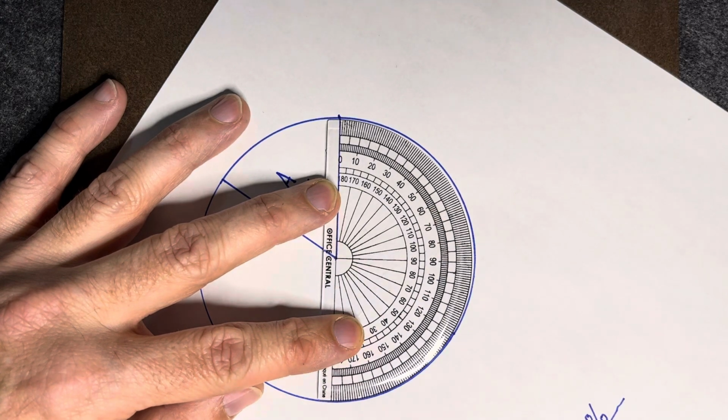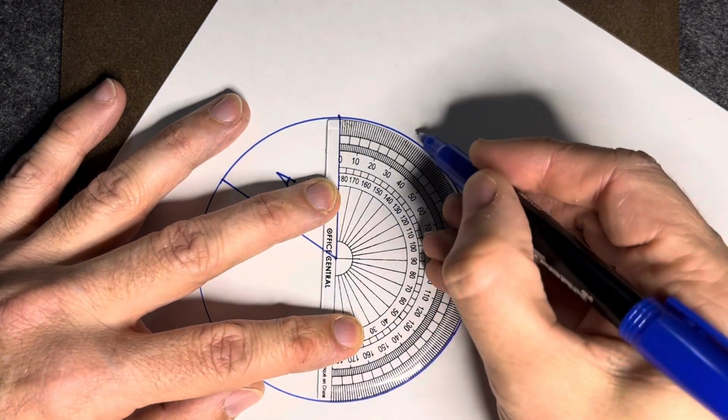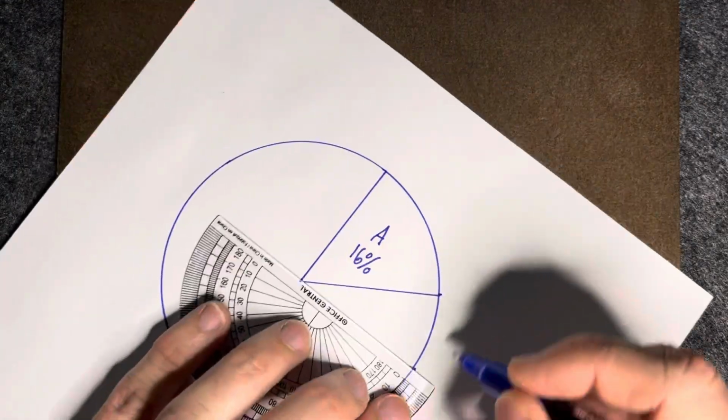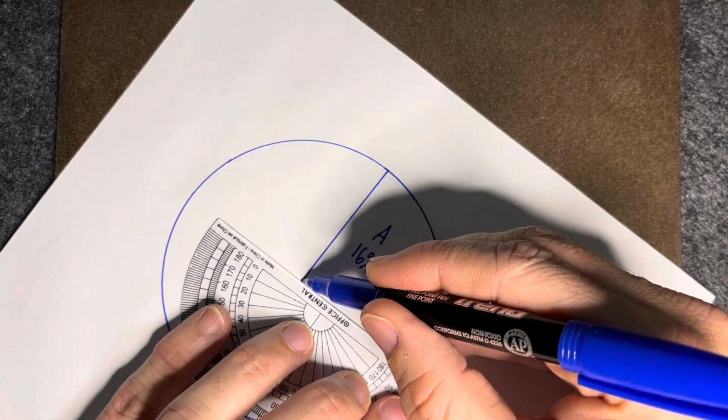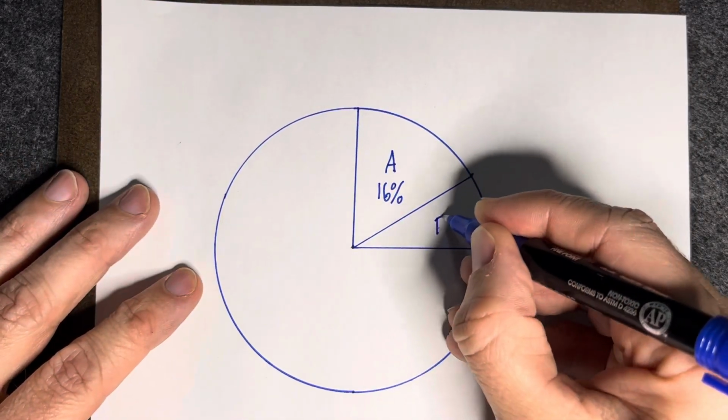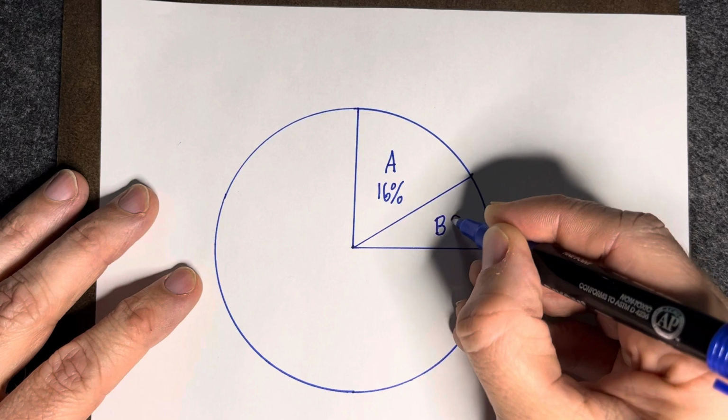And then going over to 31 degrees. So 31, make a little mark, draw a line from the center over, and then you can label that B, and that's at 9%.